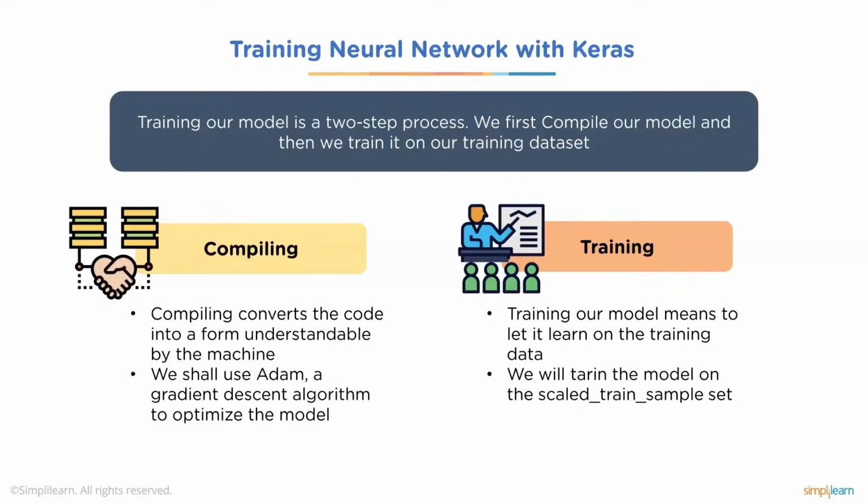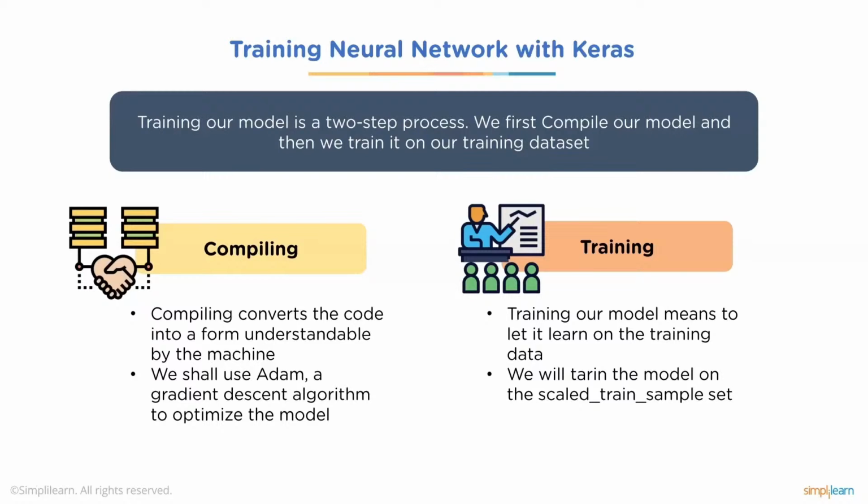Training our model is a 2-step process. We first compile our model, and then we train it on our training data set. Compiling converts the code into a form understandable by machine. We used Adam in the last example, a gradient descent algorithm, to optimize the model, and then we trained our model, which means we let it learn on training data. And I actually had that a little backwards there, but this is what we just did.